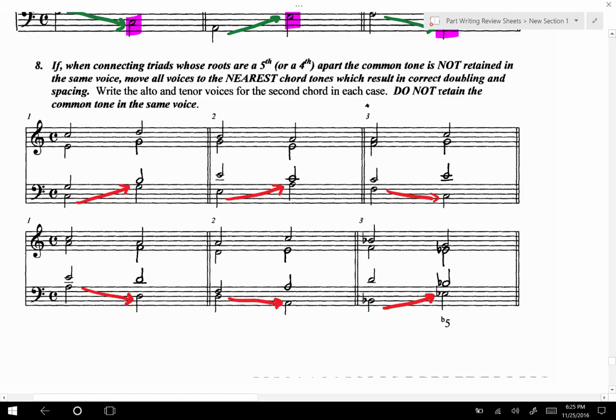When this happens, you need to double check, triple check that you don't have any parallel fifths or parallel octaves or parallel unisons happening. Okay? So I cannot retain the common tone here. So hopefully you did pretty okay with this. It should look like mine.